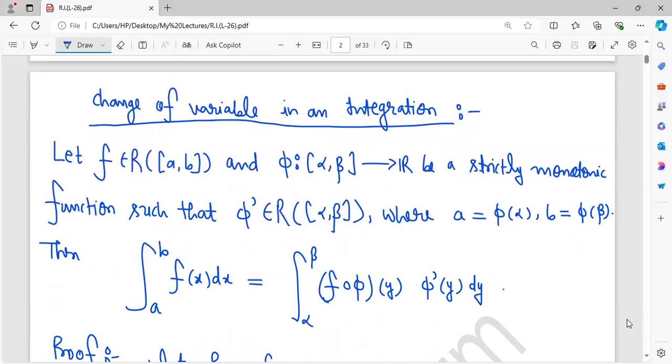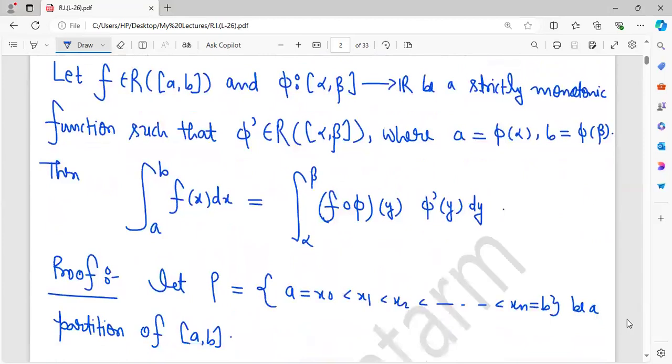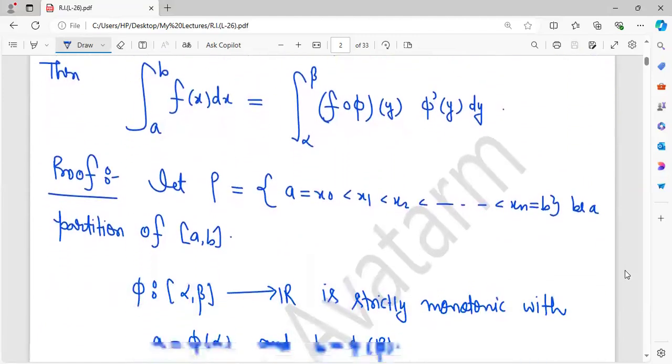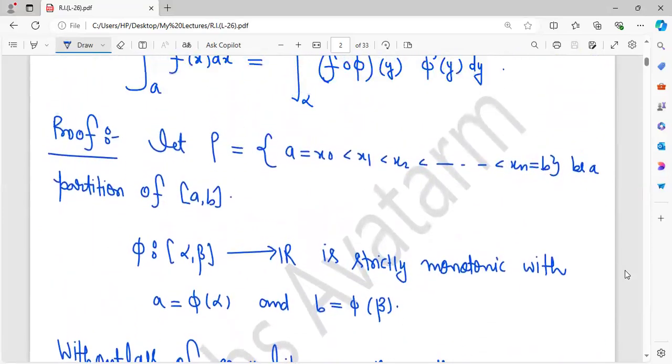So how to prove this result actually? Let P be a partition of the closed interval [a, b]. You observe one thing about phi. Phi is a strictly monotonic function with a equal to phi(alpha) and b equal to phi(beta).